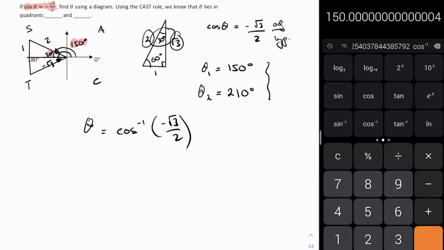So cos inverse, and there you go. It is equal to 150 degrees. To get the other value, just using the CAST rule, you know that it's going to lie in quadrant number 3, and the reference angle is 30, so you can just add 30 to 150. That gives you your 210.